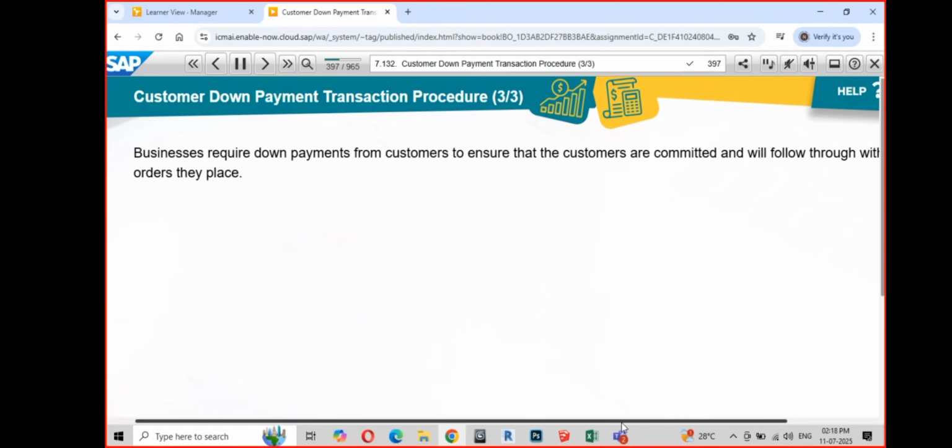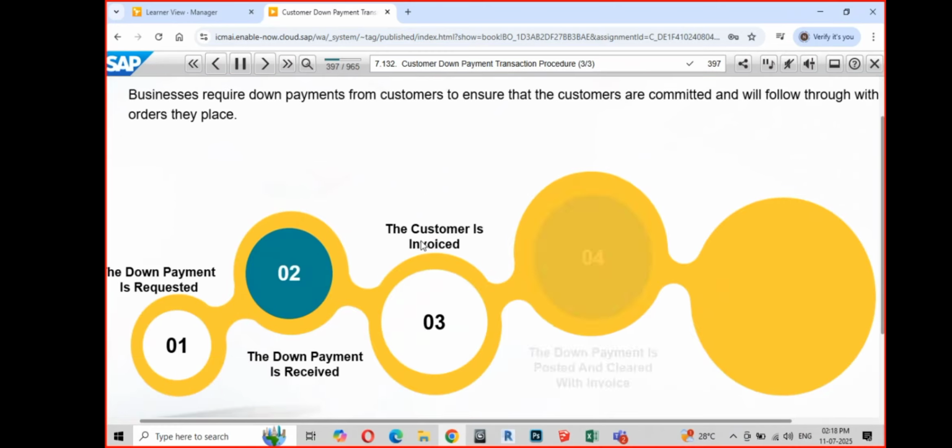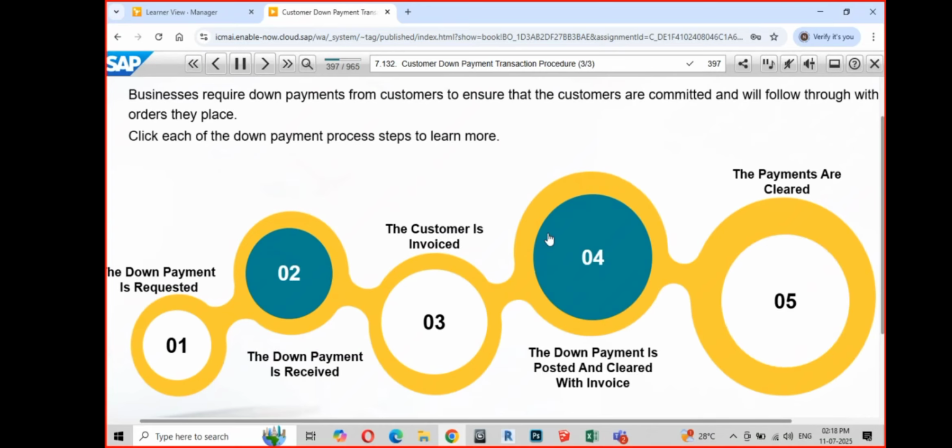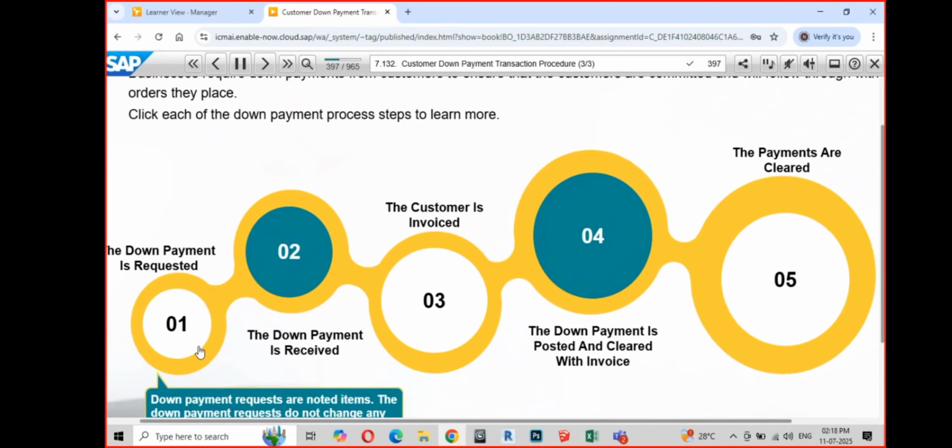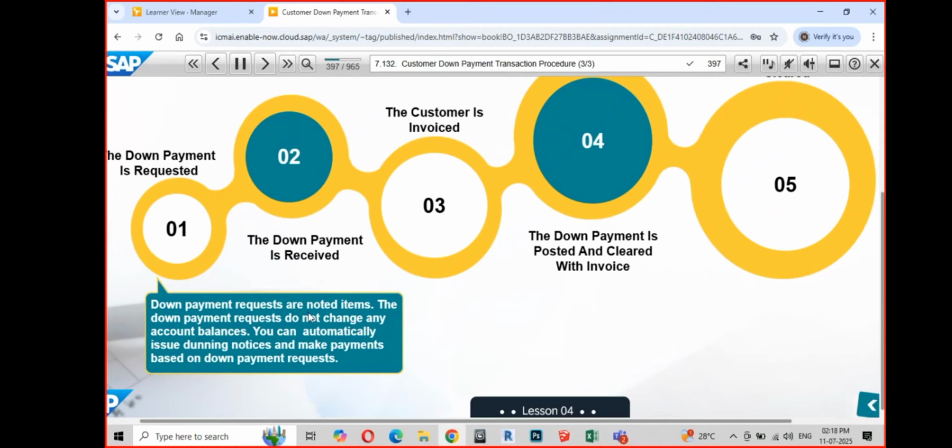So you can just go through it, you can click on each of the things. Down payment requests are noted items. I think you are okay with this term now, noted item. It is just information. It is informative, like you have supportive texts in your balance sheet where it explains certain things. The same thing happens in your noted items also. This is just for information, that is all. It doesn't have any financial impact.